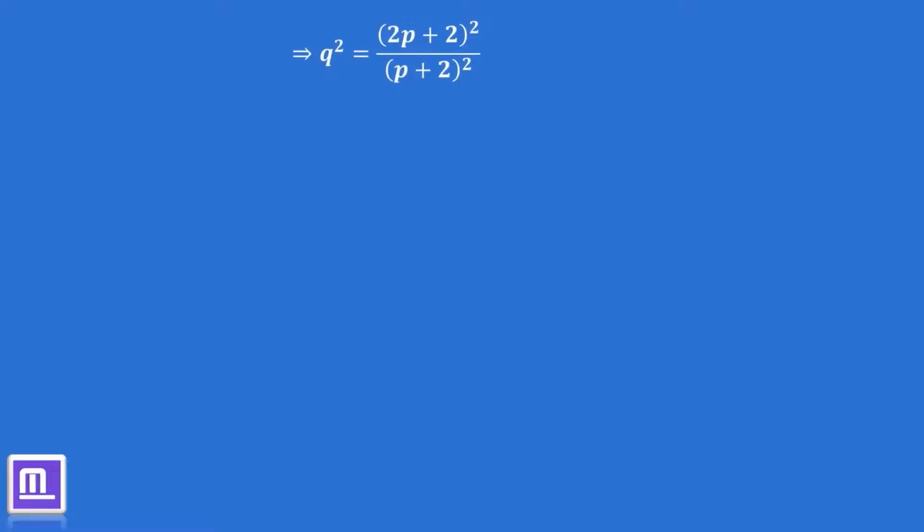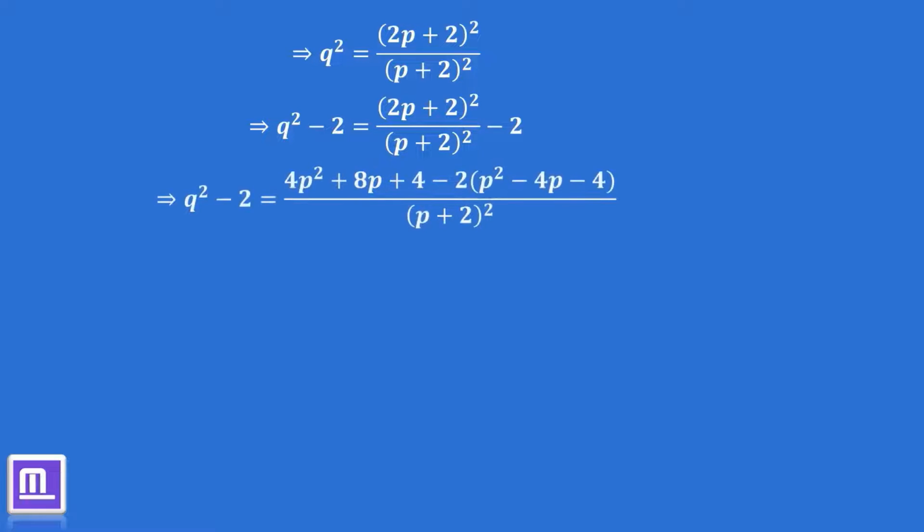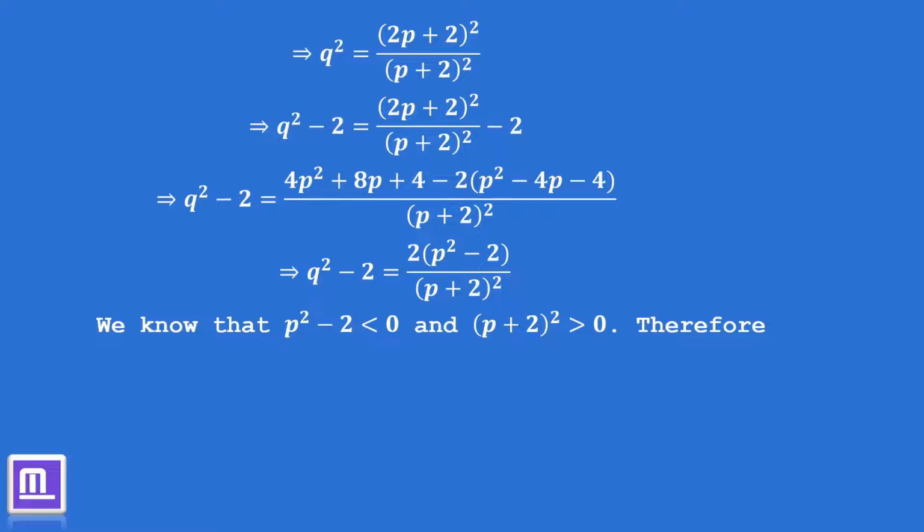And now q square is equal to this one. I'm just squaring both sides, and then subtracting 2 on both sides, and then expanding things. You can pause and watch what is happening here. And finally, look at the equation q square minus 2 is equal to 2 times p square minus 2 divided by p plus 2 whole square. Here p square minus 2 is a negative number, and the denominator p plus 2 whole square is a positive number. Therefore, our q square minus 2 must be a negative number, less than 0. And please do note this inequality.